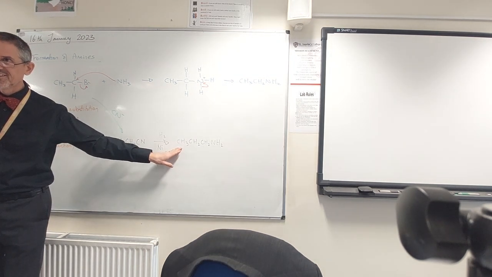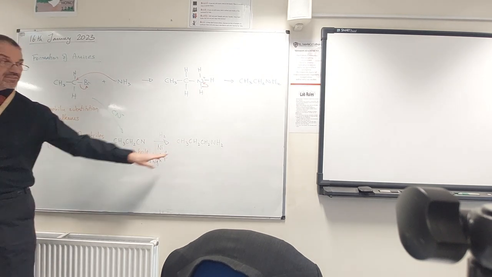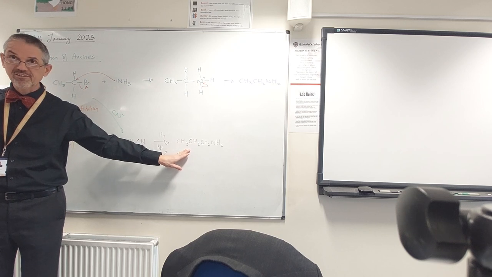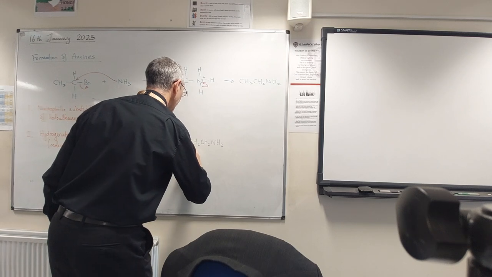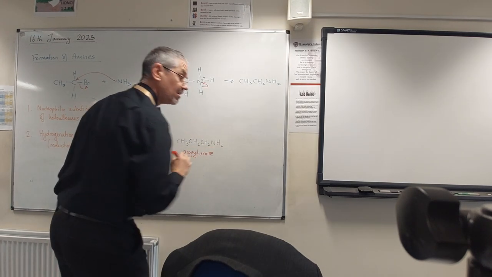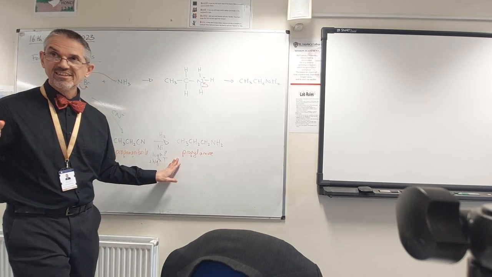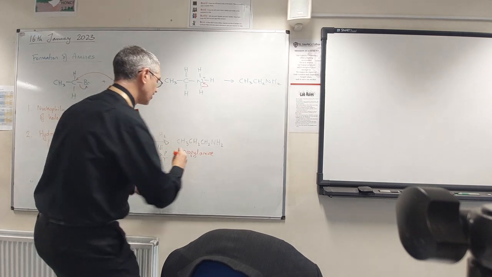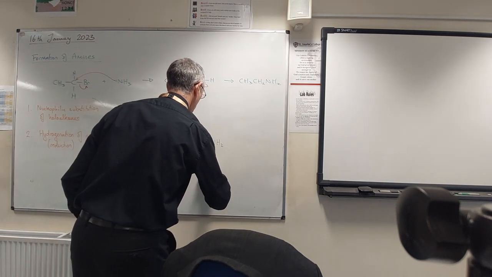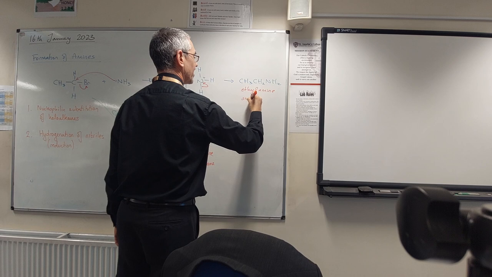What's that going to be called? There's no nitrile in that molecule. There are two ways of naming it. What else could we call it? Aminopropane. Okay. And over here we've got ethylamine, right? Or aminoethane.